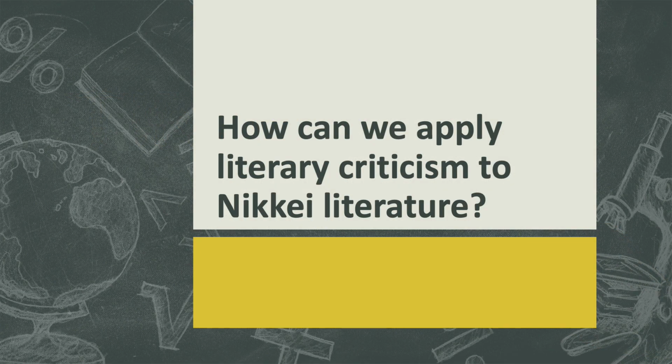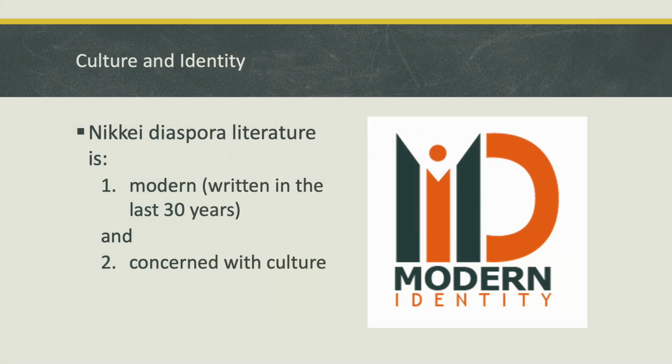In the first part of the lecture, we looked at all the different types of literary theories. But which ones are the most useful for us in this seminar? There are two very important characteristics of Nikkei diaspora literature. One is that it is relatively modern. Most Nikkei literature is from the last 30 years. Two is that most Nikkei literature is about Nikkei culture.